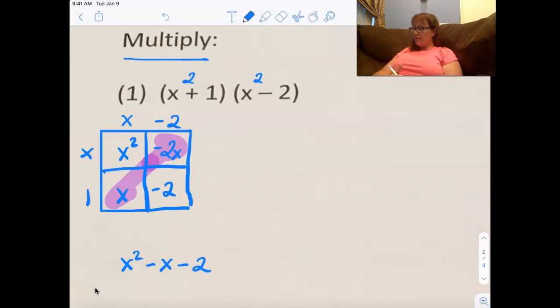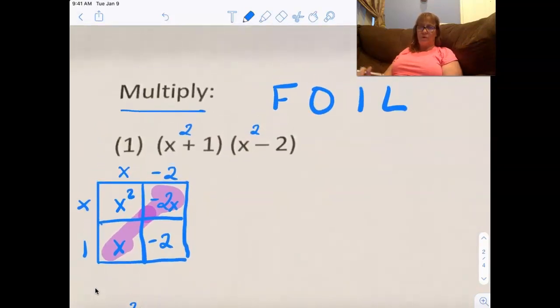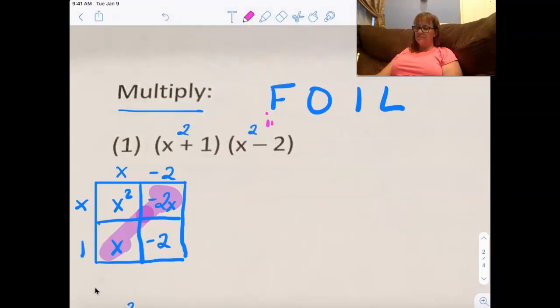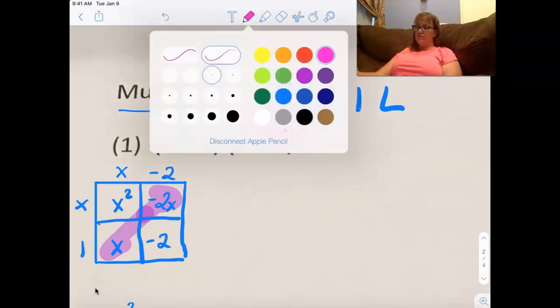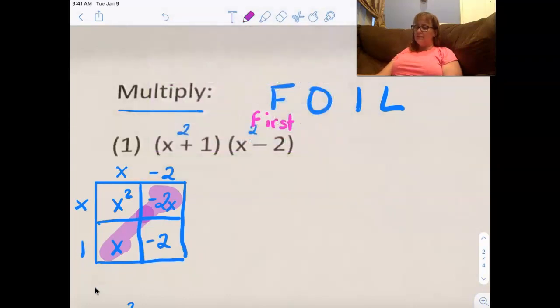And the new way to do it is referred to as FOIL. If you've ever heard this. Let me get this down so you can kind of see it. FOIL. So the F refers to first. The O refers to outside.